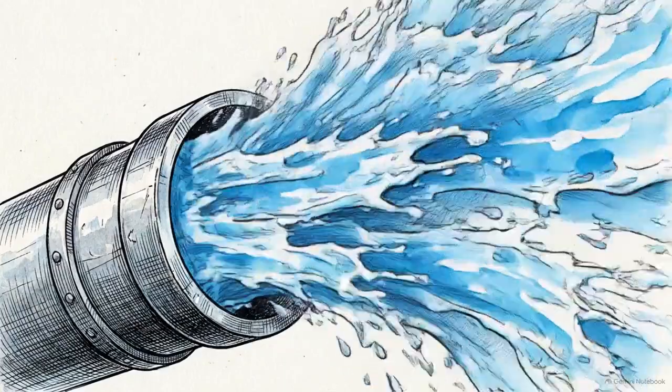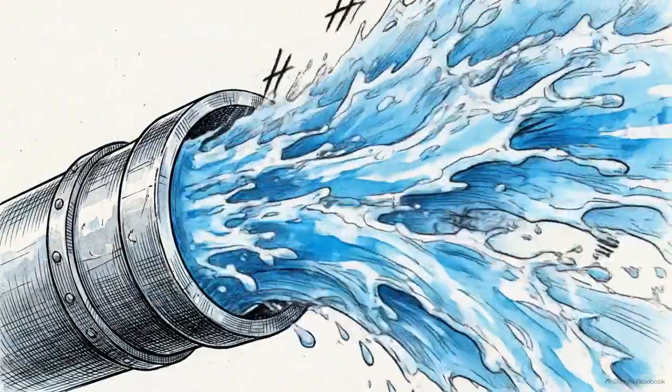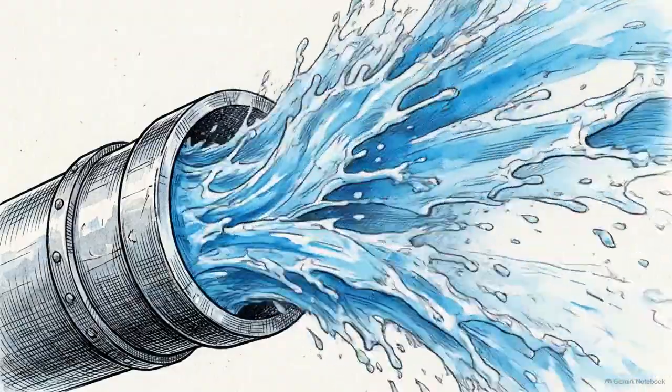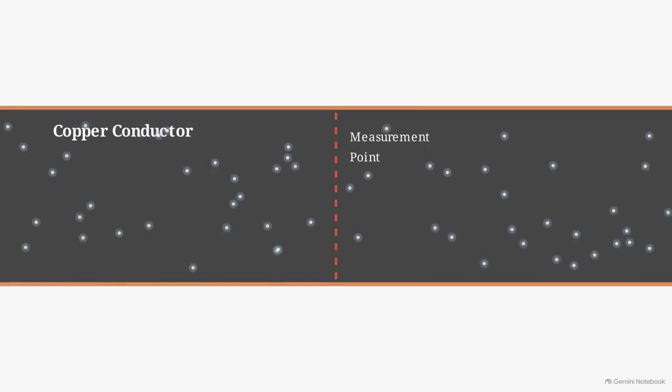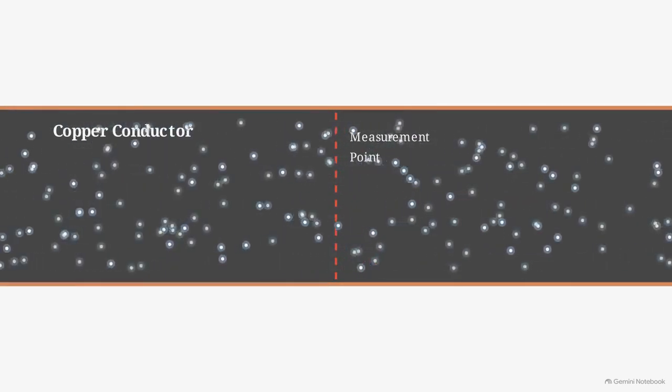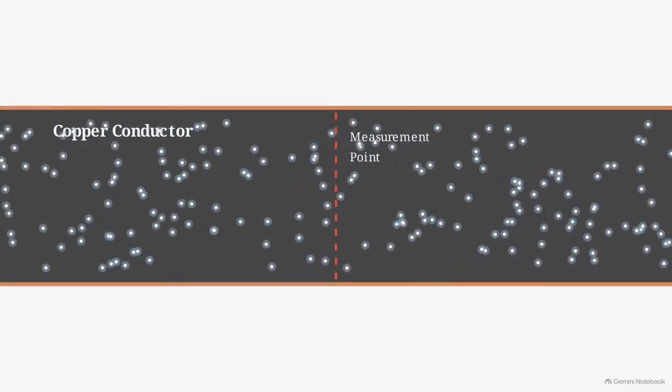If you increase the amount of water pushing through a pipe, you will get a much heavier flow. In an electrical circuit, the exact same principle applies. A higher volume of electrons moving past a single point means stronger electric current.